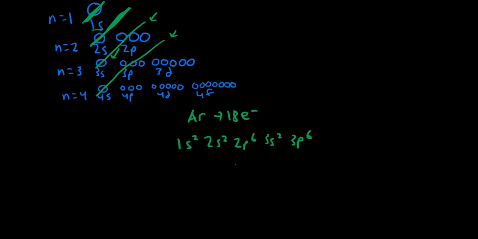And to find the valence electrons, we would look at the electrons in the highest principal energy level, which is the 3. So we have this 2 and this 6. So 2 plus 6 is 8 valence electrons.